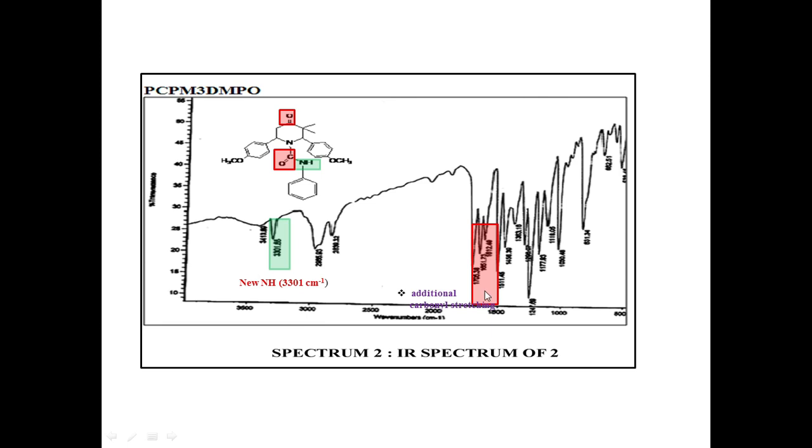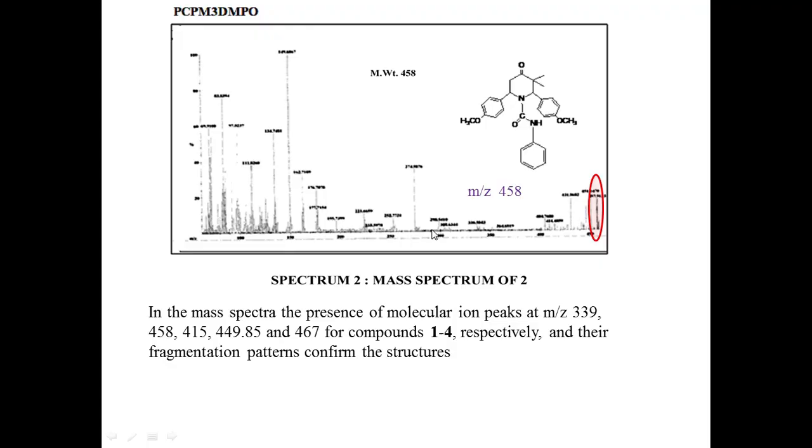Then at 1600 to 1700, additional carbonyl stretching vibrations appear in two ways. So we can easily find out there are two carbonyl groups, and the NH group is easily found in this derivative compound. Another one is mass spectroscopy. So I can find out my molecular weight, m/z is 458.